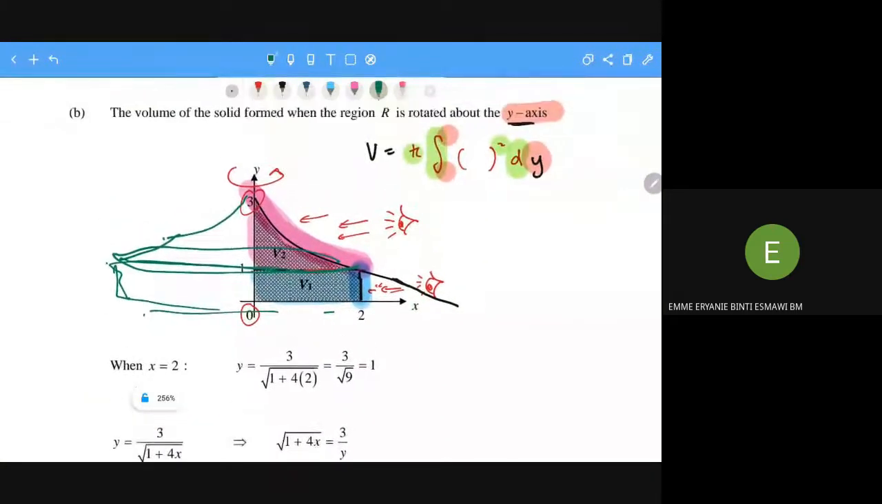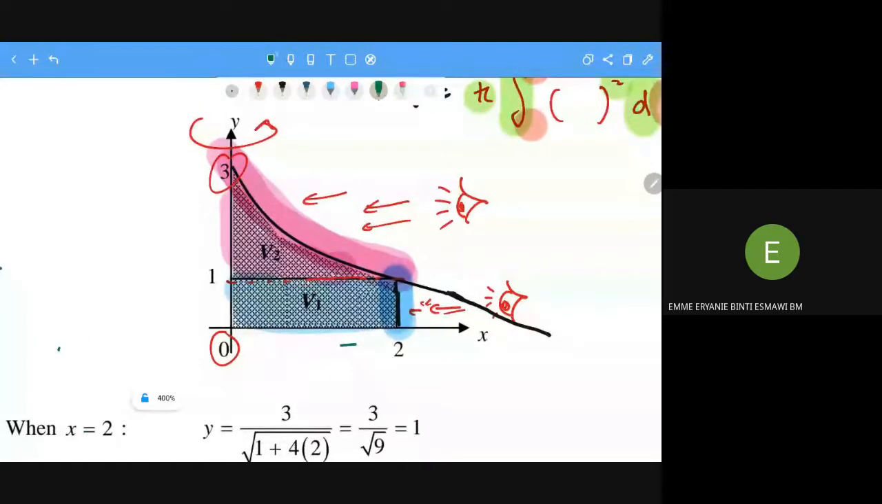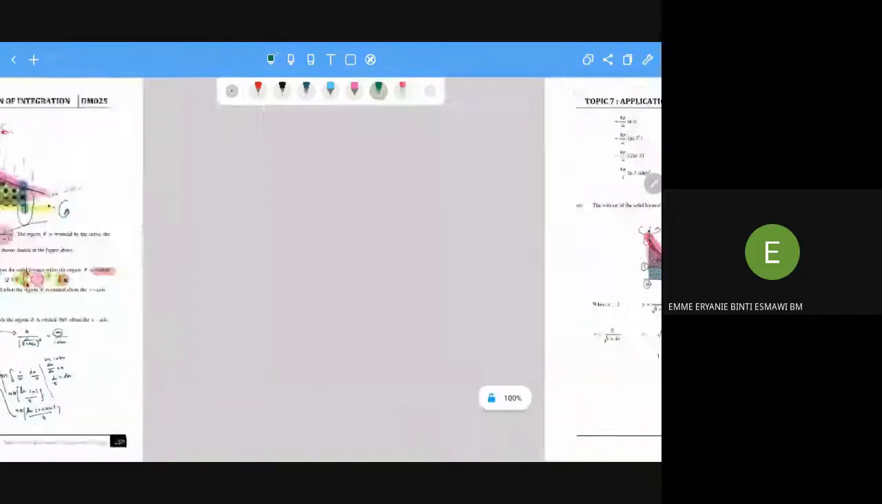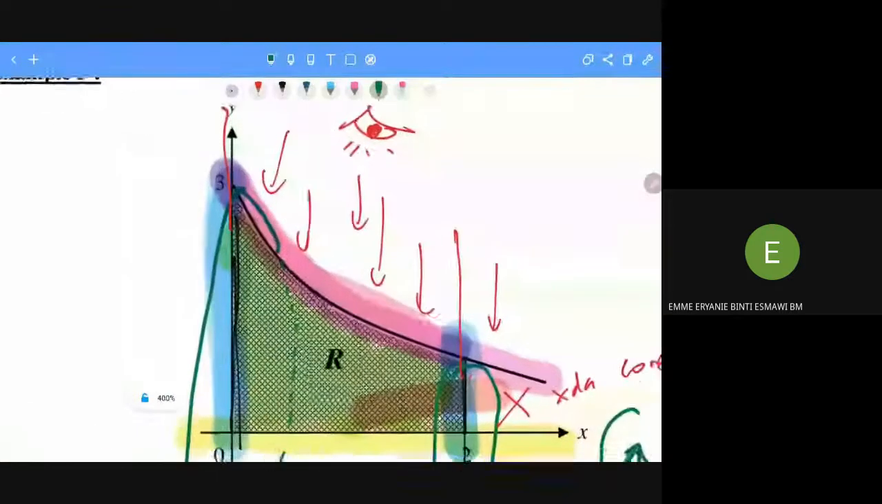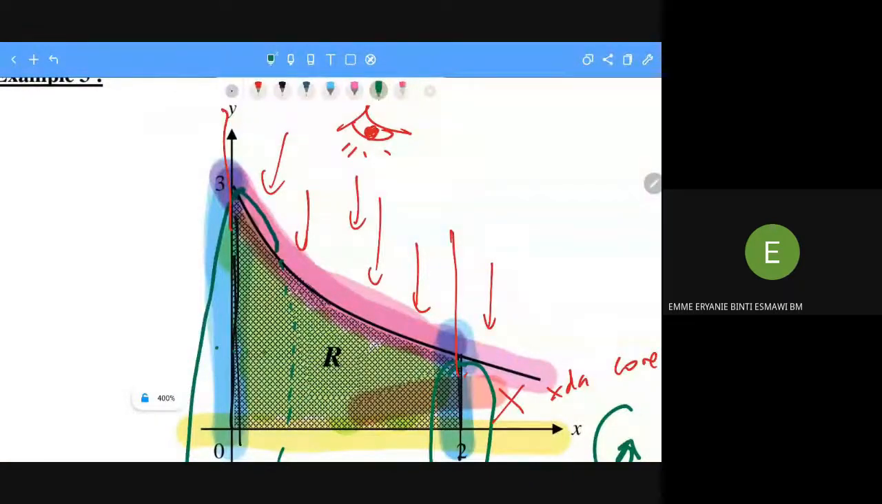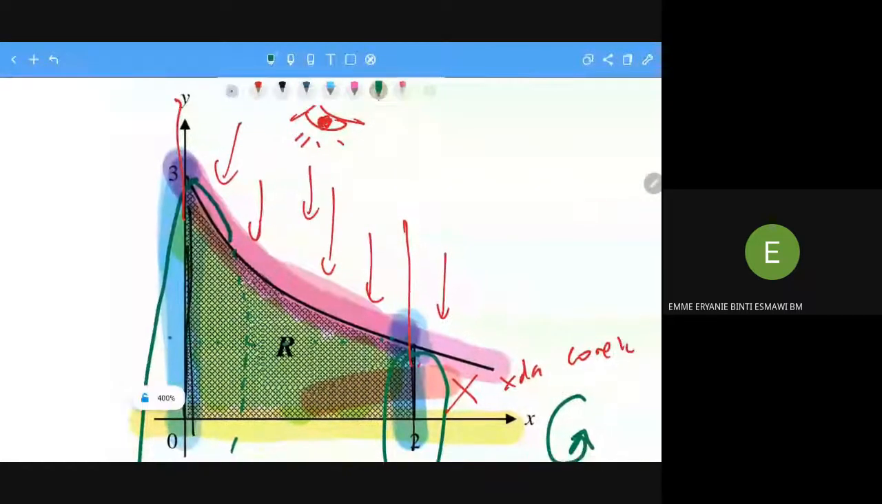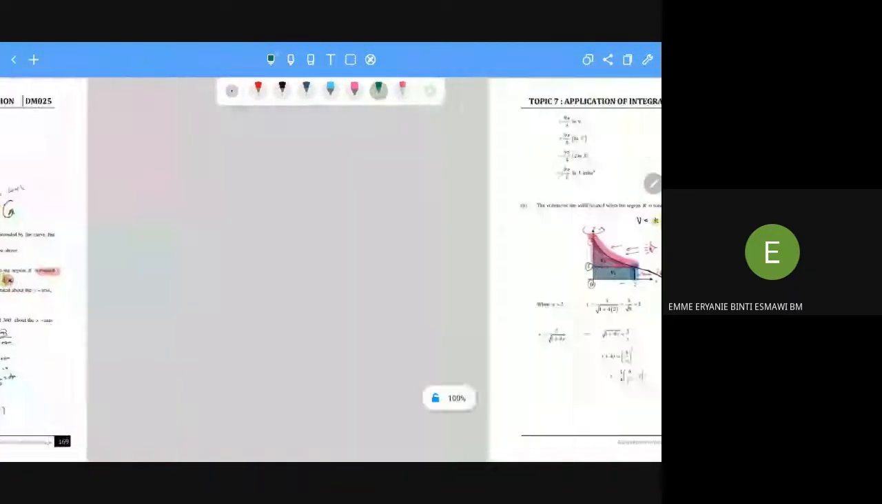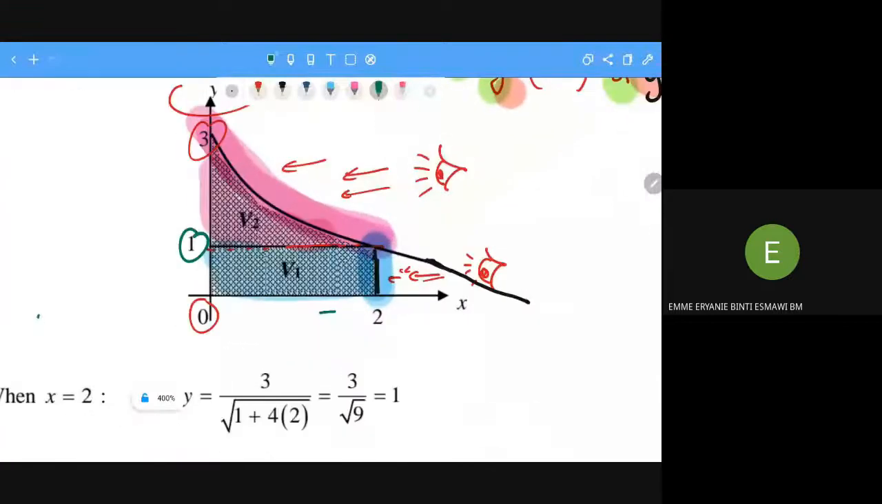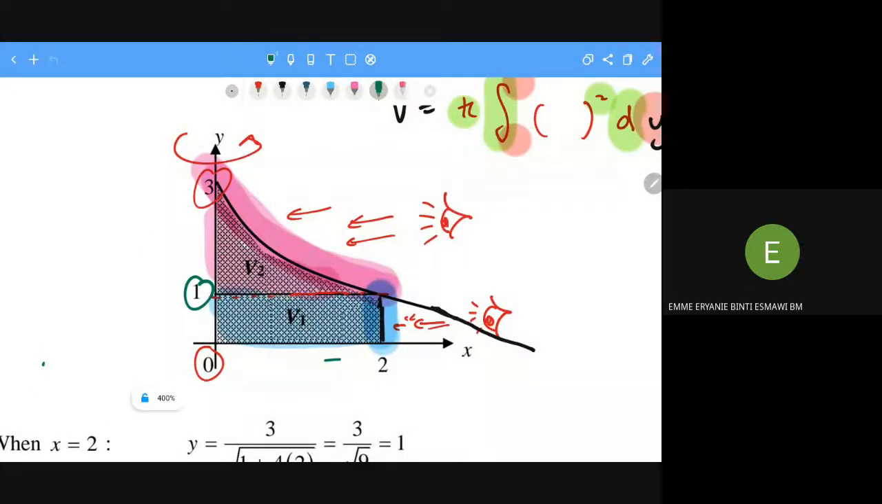So how do we know what is the value of the limit? Yang soalan dapat satu ni kan. Since the question gives us the sketch ini 0 until 3 saja. Dia tak bagi tahu pun dekat tengah ni adalah 1. So how do we know that? Saya nak tahu guys. How do you know that the value here, tempat yang kita nak split dua volume tu adalah dekat 1?